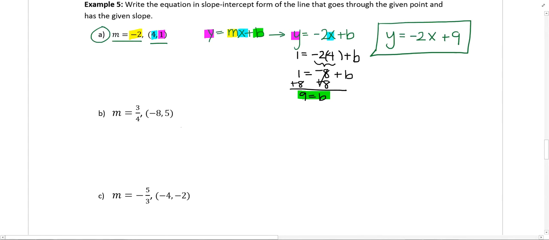Why don't you go ahead and pause the video and try the second one, B, where we have a slope of 3/4 and a point of -8, 5. So go ahead and give it a try.